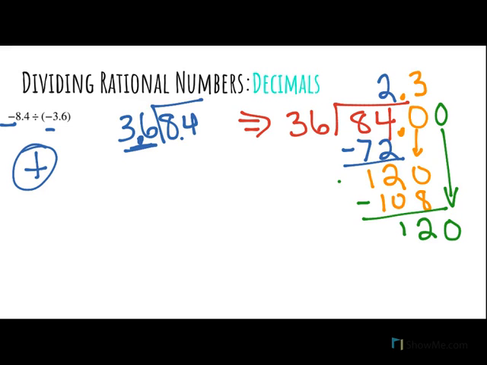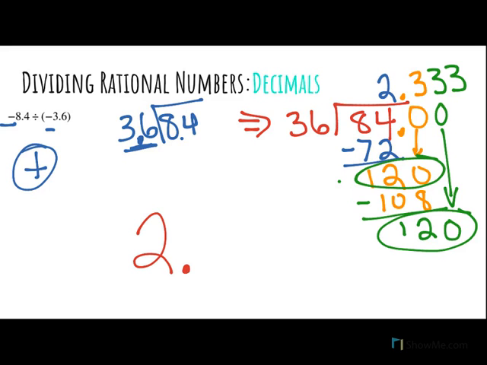Now, do we recognize a pattern here? I got 120, now I'm going to get 120 again. So my answers are going to be the same, okay? Or this is our repeating decimal we talked about a little earlier. So my answer for this one is going to be 2.3 repeating.